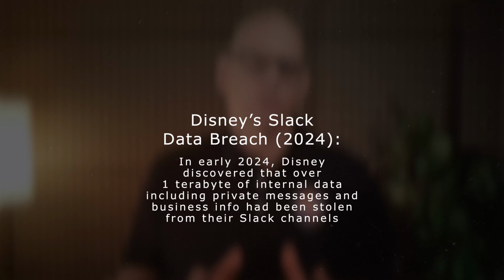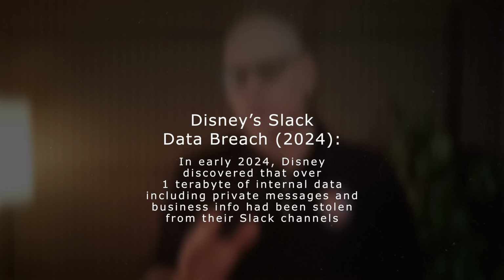All right, let's talk about why shadow IT is more than just a rule-breaking teenager phase of technology. We'll look at two real-world examples that show the very real consequences of shadow IT. First, the Disney Slack data breach of 2024. This is a story that sounds like it's straight out of a heist movie. In early 2024, Disney discovered that over 1 terabyte of internal data, including private messages and business information, had been stolen from their Slack channels.